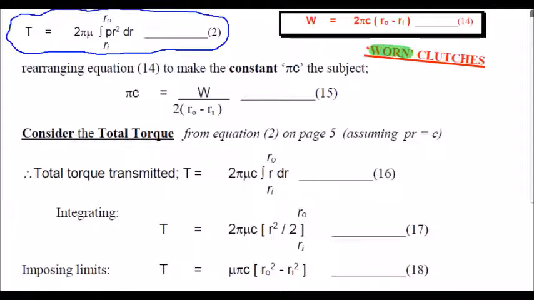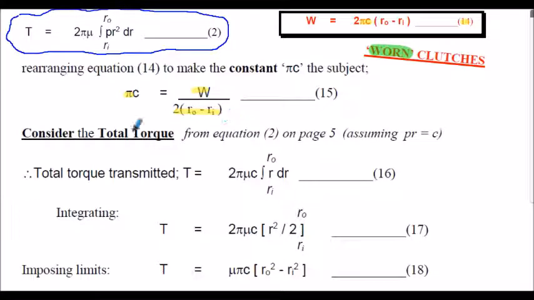And we're going to generate the torque for a worn clutch plate. And again, we can do the same kind of approach here. What I've done here is a bit of rearrangement from the previous slide. I've taken my equation on the previous slide, equation 14, and rearranged it in terms of pi c, because pi c are constants here. Dividing by 2 and by the bracket, I get pi c is equal to W upon 2 multiplied by R0 minus Ri in the brackets. We're going to use that in a moment when we generate our torque equation.